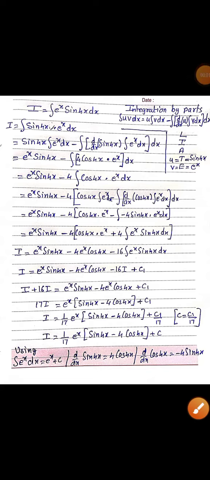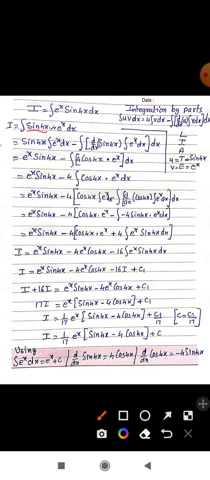Now we will find the integration of e raised to x sin 4x dx. Now using integration by parts formula, here u is equal to sin 4x and e raised to x dx is equal to v. So sin 4x integration of e raised to x dx minus integration d by dx of sin 4x and integration of e raised to x dx.